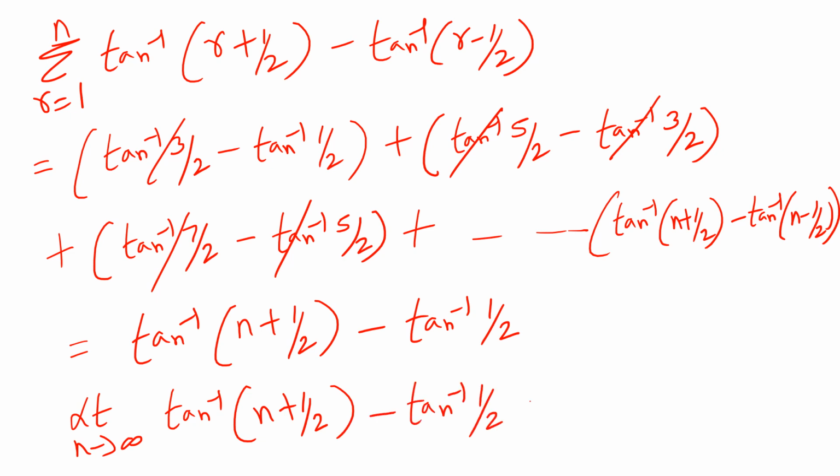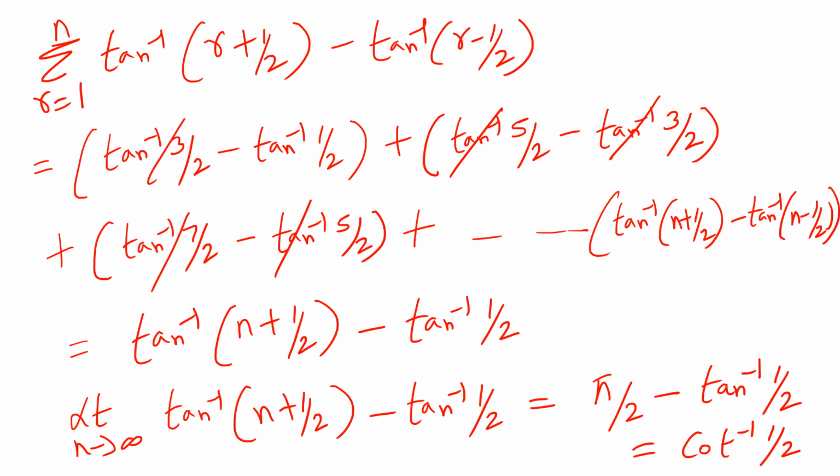Now when we put n as infinity, it becomes tan inverse infinity, which is nothing but pi by 2. And then we have minus tan inverse 1 by 2. So it becomes cot inverse 1 by 2, because pi by 2 minus tan inverse x is equal to cot inverse x. So students, option B is the correct one.